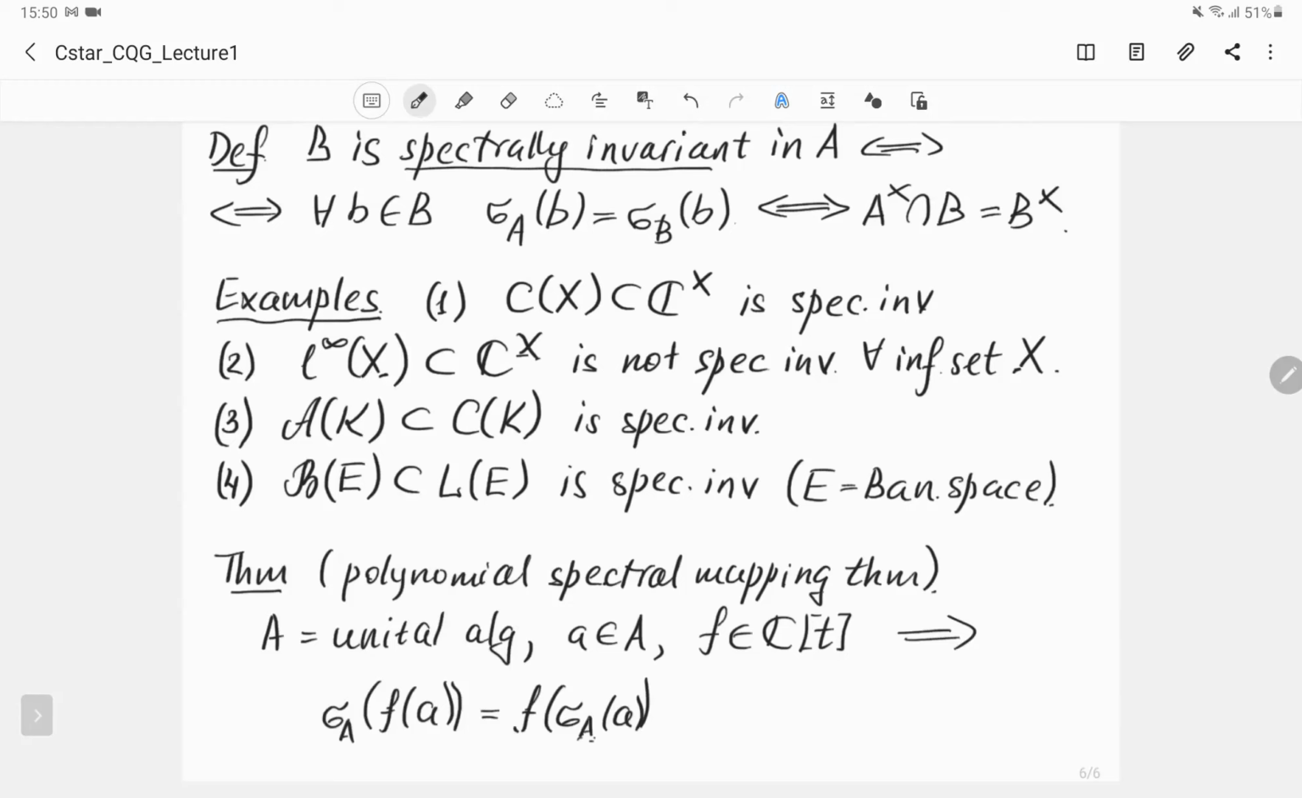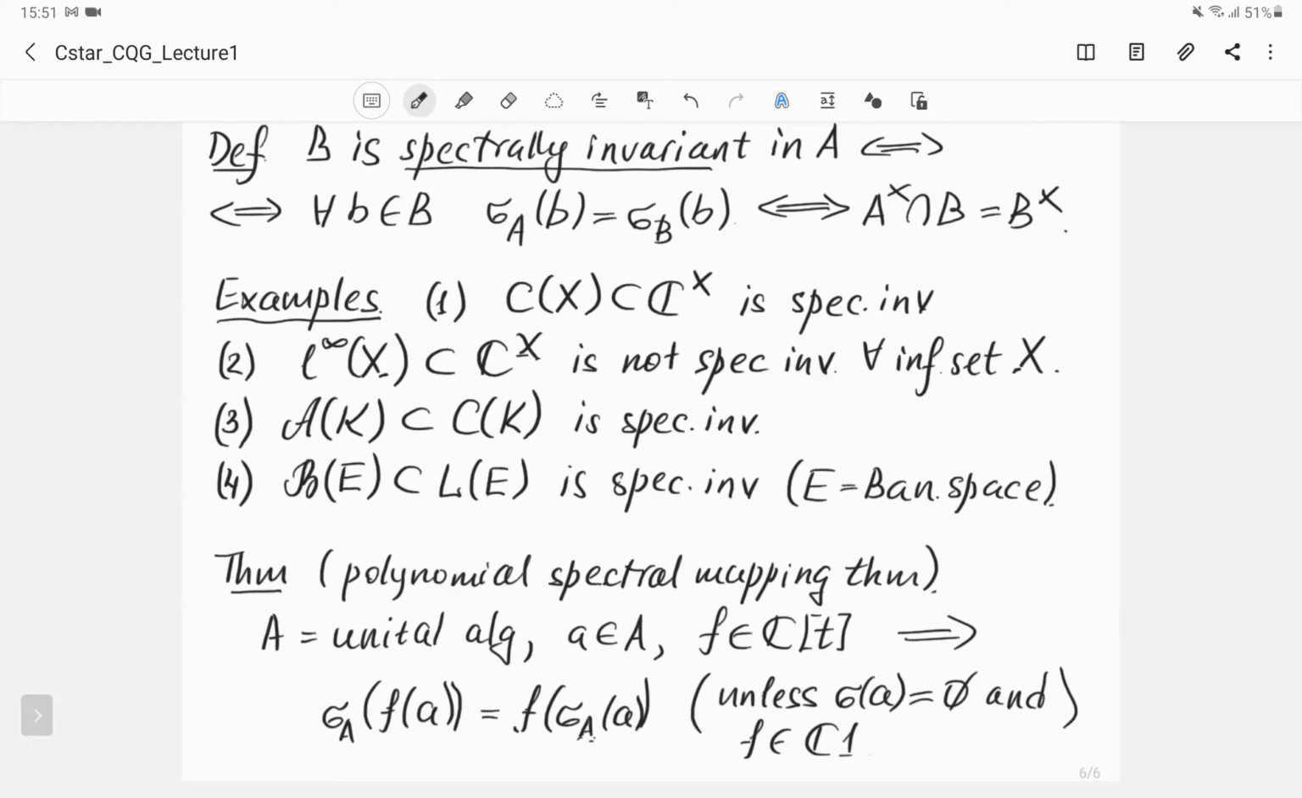And this formula holds almost everywhere, except for the trivial case in which it fails. So this formula holds unless the spectrum of a is empty and f is a constant. Because in this case, well, the spectrum of a is empty, so the right-hand side of our formula is also empty. But the left-hand side is the spectrum of a constant, which is not empty. But in all other cases, the formula is true and is very useful.